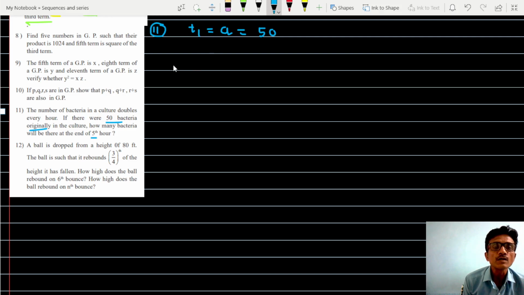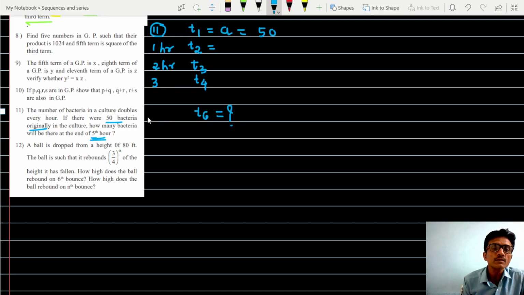Initially, in the first hour, what does it mean? After 1 hour, after 1 hour means T2 will be there. T2 means after 1 hour. T3 means after 2 hours. T4 means after 3 hours. We want at the end of fifth hour. So at the end of fifth hour means we want T6. T6 is to be found out here, that is at the end of fifth hour.